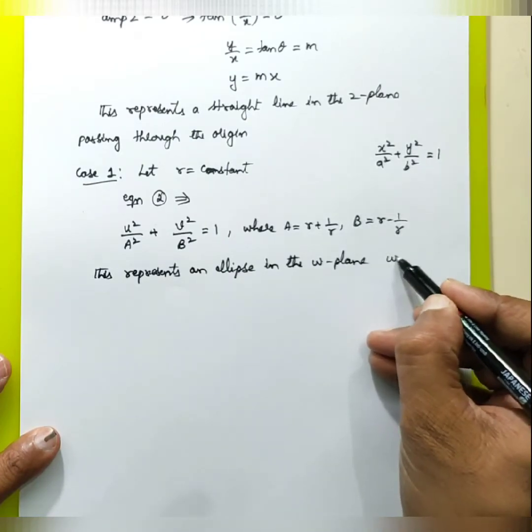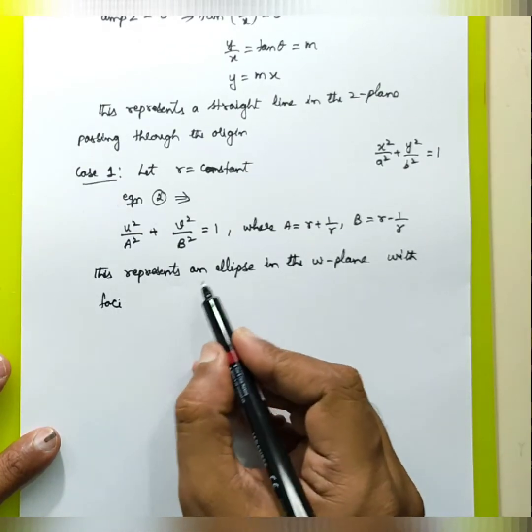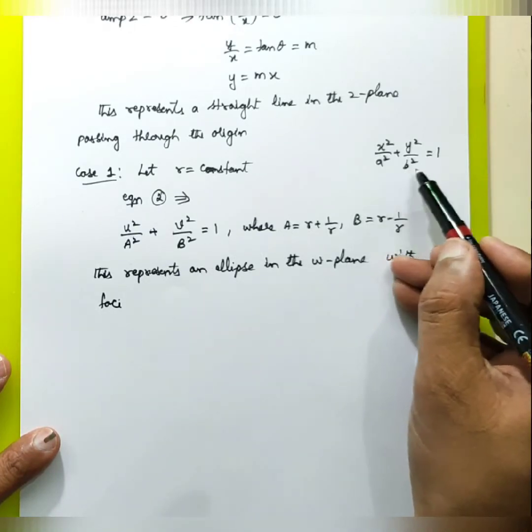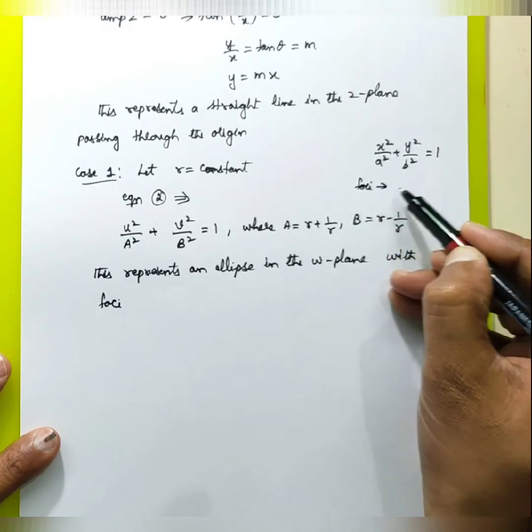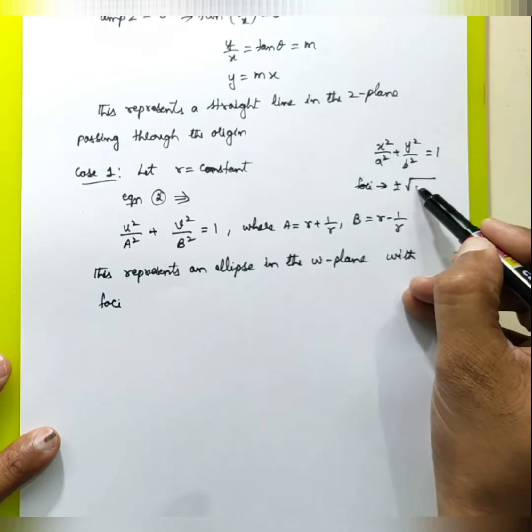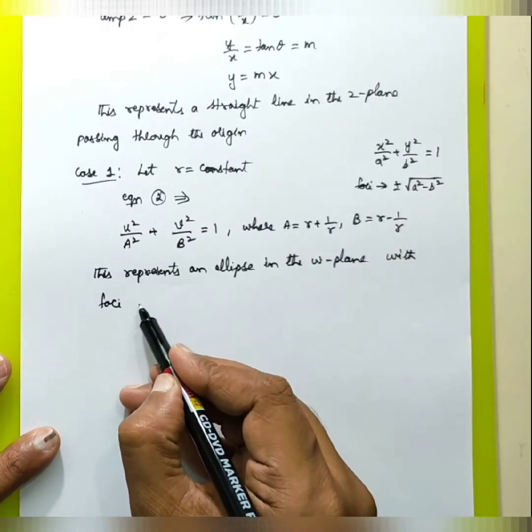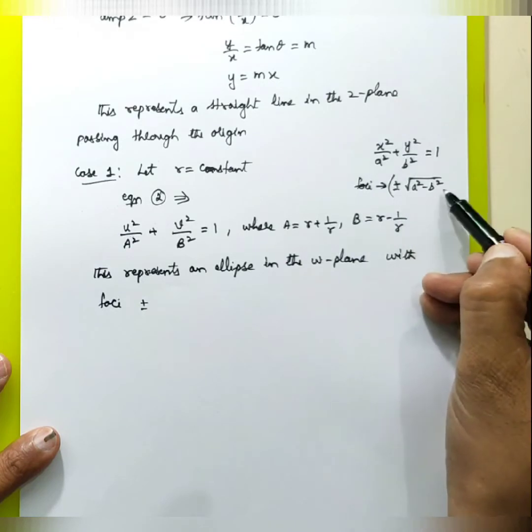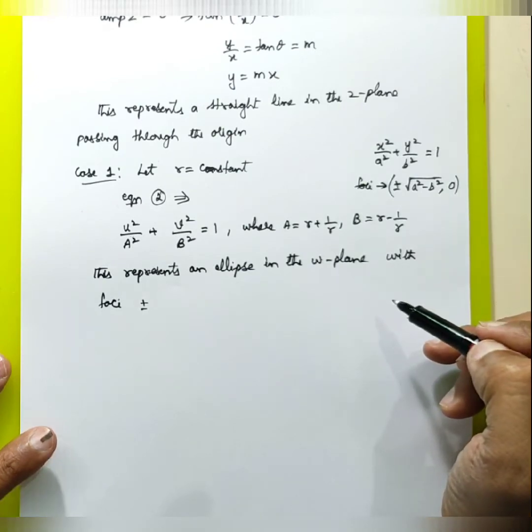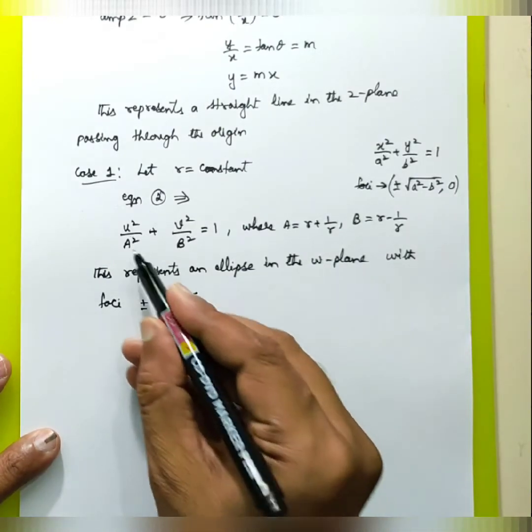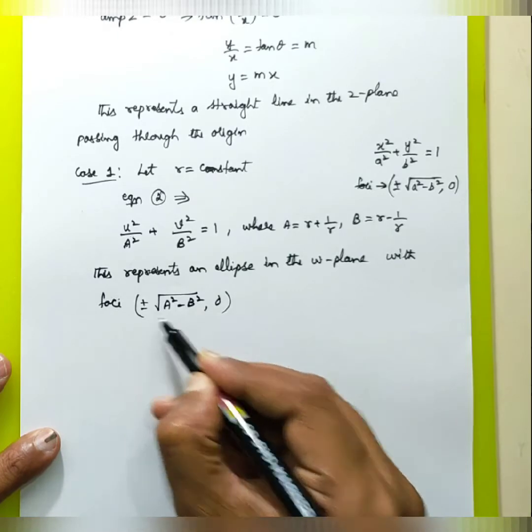So what will be the foci? Whenever you are talking about the foci, the standard formula that you have is plus or minus square root of a square minus b square, comma 0. Same thing if I try to apply over here, it is plus or minus. So it becomes the square root of a square minus b square, comma 0.